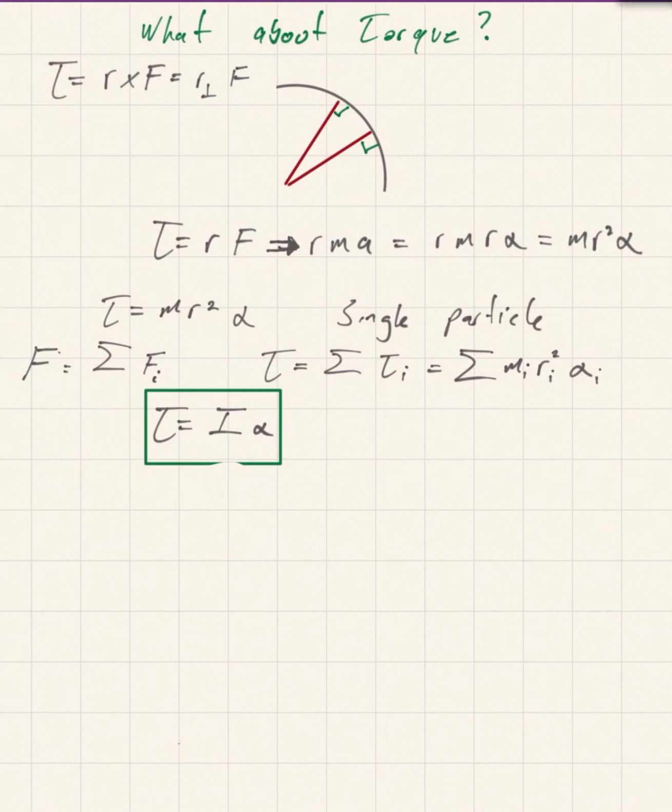Now we can simplify this by defining that quantity I as the summation of m times r squared for each of all the particles that we're considering. So I is equal to the summation of m_i r_i squared. And that lets us have a very simple form for torque, which is equal to I alpha.